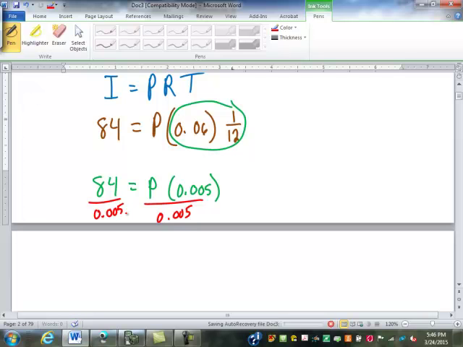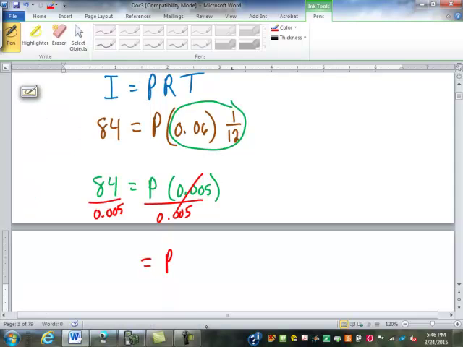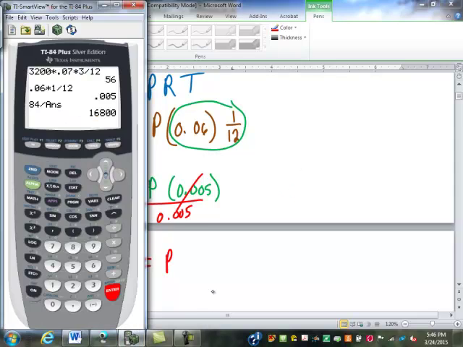Rather than typing that back into my calculator right now, here's what I'm going to do. I'm going to type in the 84, and then to divide by the 0.005, I'm going to hit divided by, and most of your calculators have an ANS key, the answer key, down by the equal sign. You have to hit the shift or the second button, and then the ANS key. That's telling your calculator to use the previous answer. So it's taking 84 divided by the previous answer, which is that 0.005, which will give us 16,800.